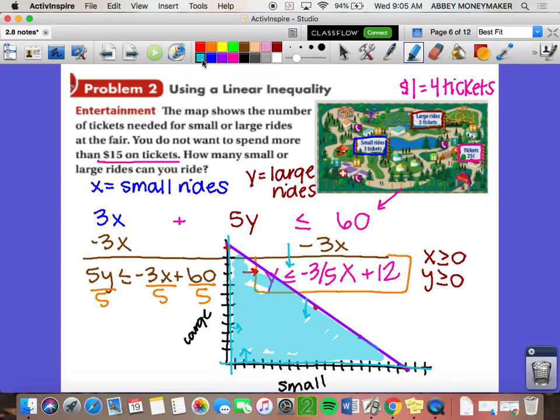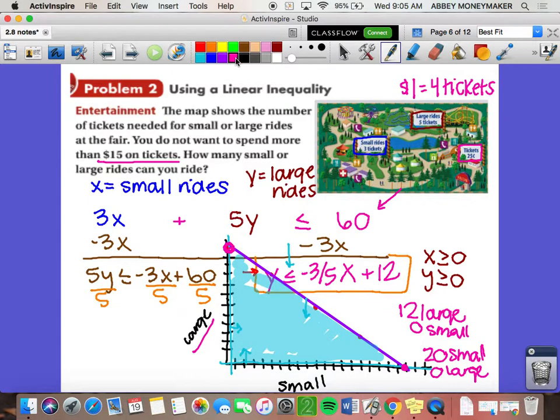So now that I have my graph, I think I should be able to answer the final question here. It says, how many small or large rides can you ride? Well, at most, again, this was my large on the y-axis. At most, I could ride 12 large rides, right? I can max out at 12 large rides. That means if I did 12 large, that would be no small, right? And then vice versa. Where do I cross the x-axis? I think that's at 20, if I remember correctly. So I could also do 20 small, but then no large.